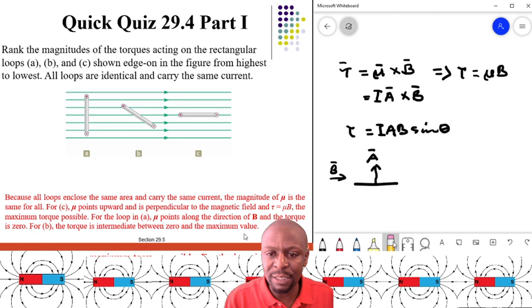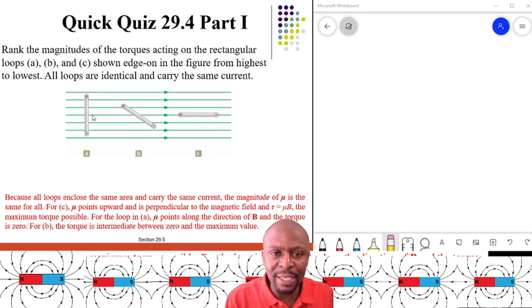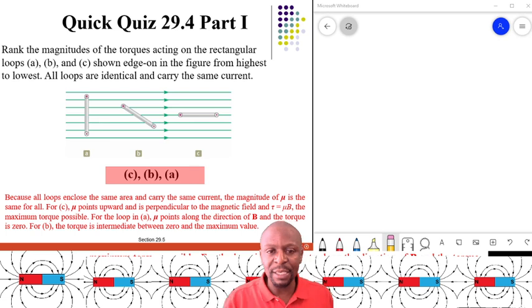However, when you look at the loop in A, the vector area is pointing in the same direction as the field. Therefore, that is going to give zero torque. But the other loop is going to give us the intermediate between zero and the maximum value, because A is at a certain angle to the B field. Right, now as a result, this is the way you will arrange them: this is the maximum torque, this is the intermediate, and A gives us zero torque because the vector A is in the same direction as the magnetic field B.